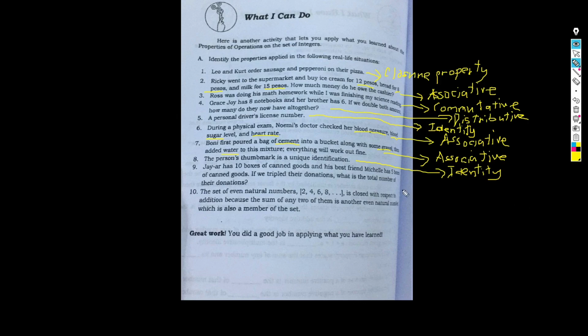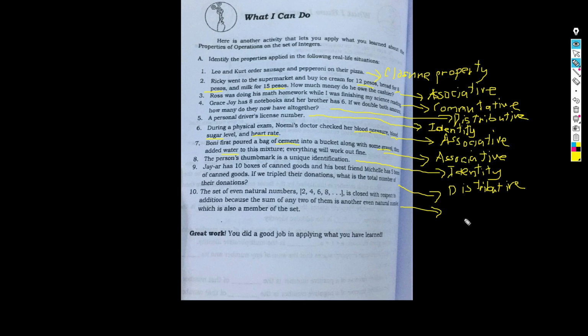JR has 10 boxes, number 9, of canned goods, and his best friend Michelle has 5 boxes of canned goods. If we triple their donations, what is the total number of their donations? Oh, okay, you triple, times 3, 10, and then you times 3, 5. So that is distributive property.